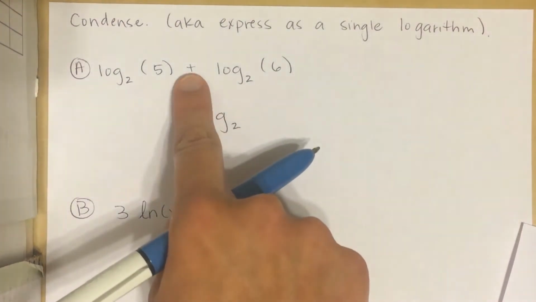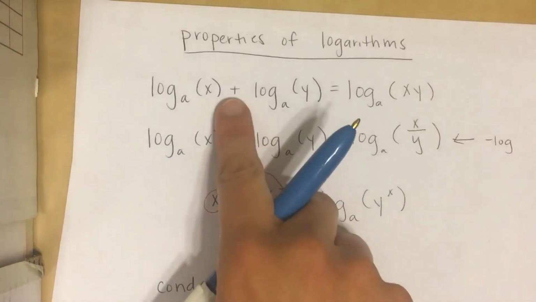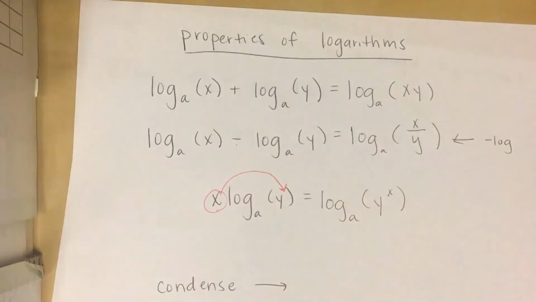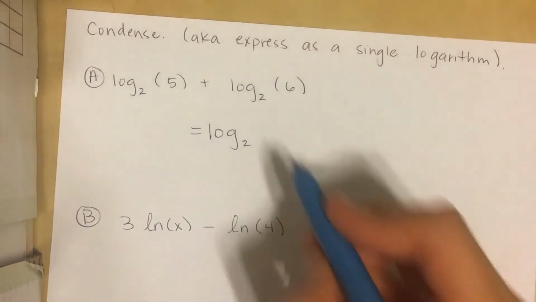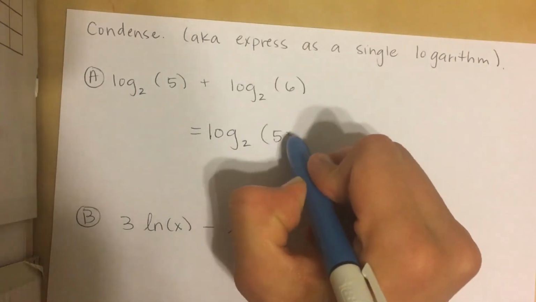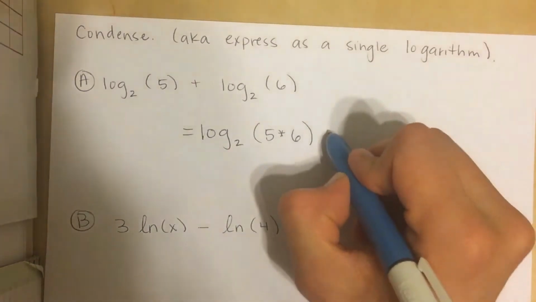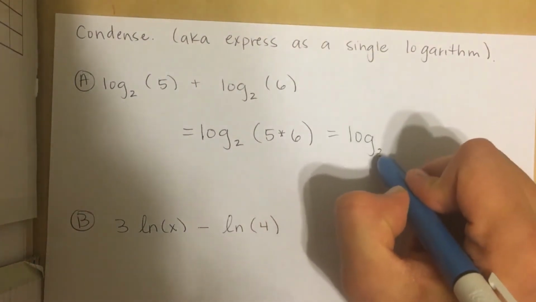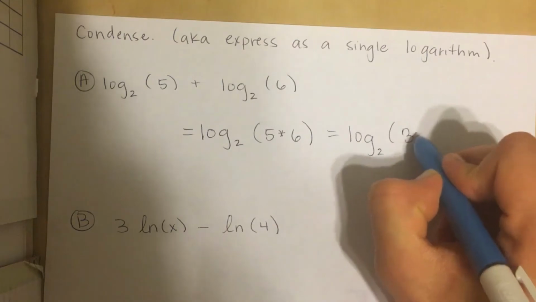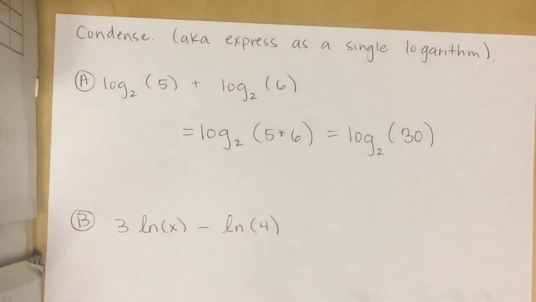And because I'm adding here, you multiply the 5 and the 6 together. And because you can actually multiply 5 times 6, it's silly to leave it separated like that. So 5 times 6 is 30.